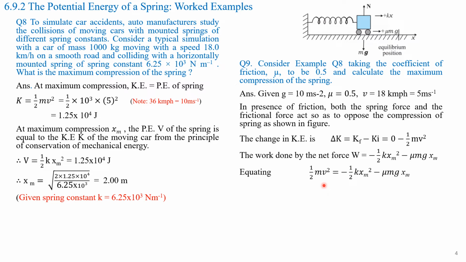Equating, we get minus half m v square is equal to minus half k into Xm square minus mu m g into Xm, because the work done equals the change in kinetic energy, half m v square. Therefore, mu into m g is equal to, substituting, 0.5 into 10 to the power of 3 into 10, that is equal to 5 into 10 to the power of 3 newtons.